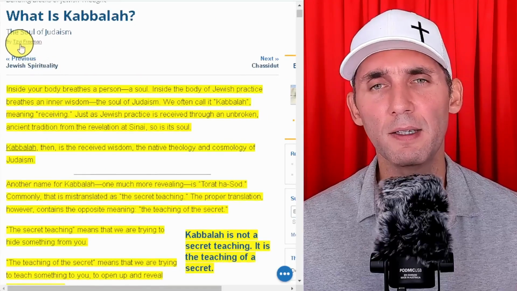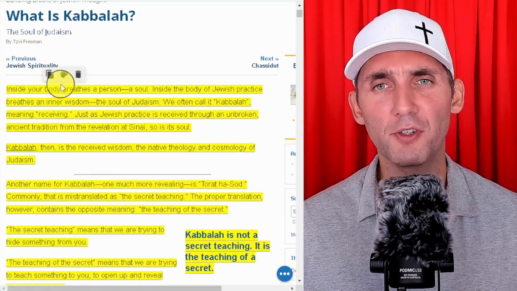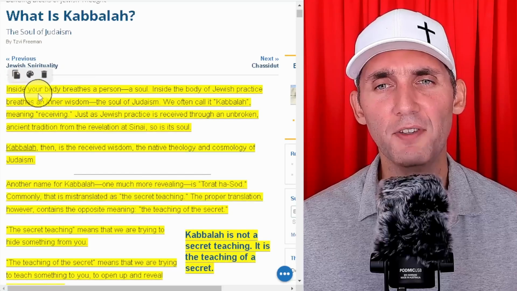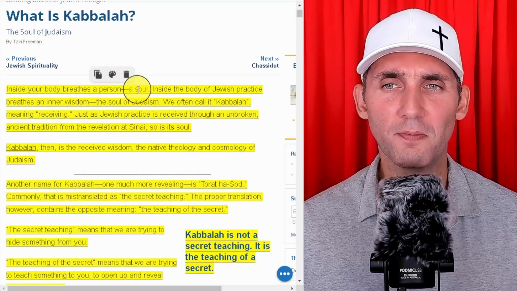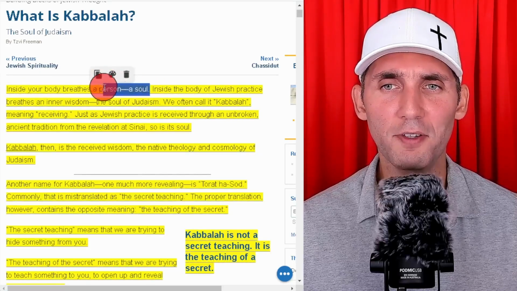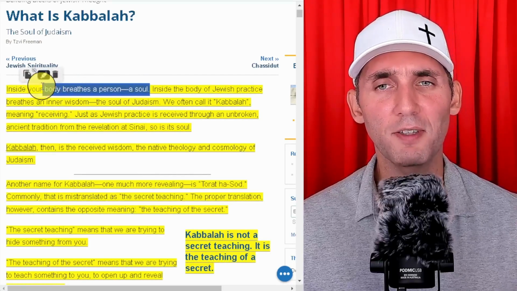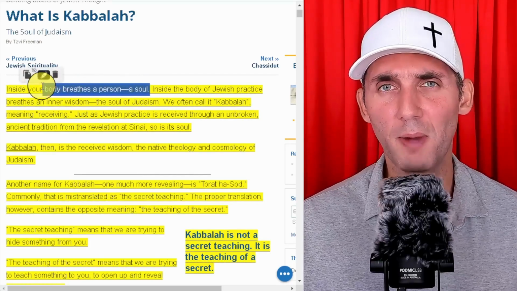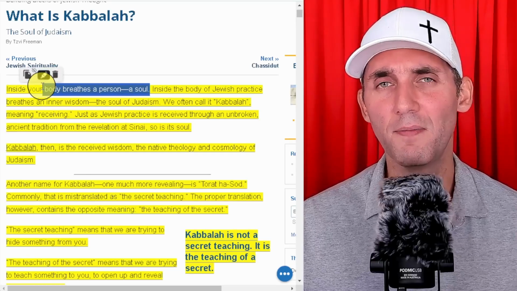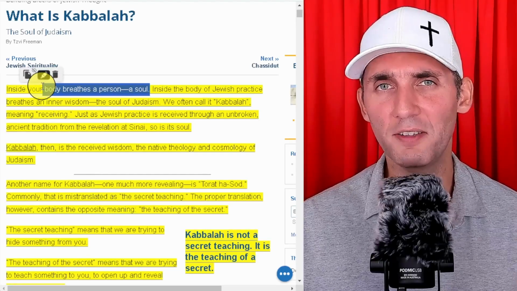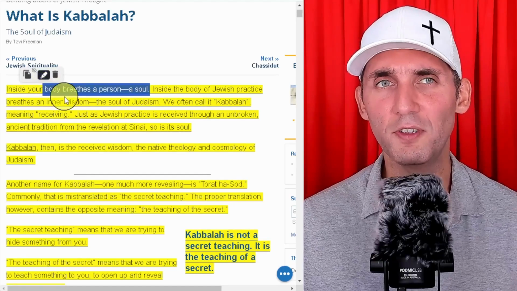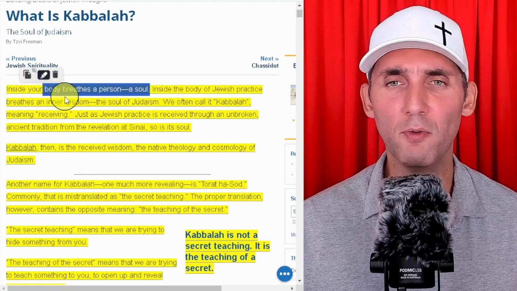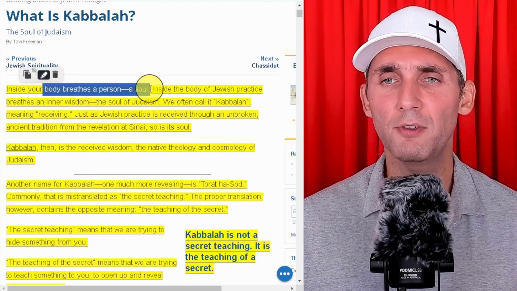This is by Tzvi Freeman, The Soul of Judaism. "Inside your body breathes a person, a soul." Of course, right off the bat, you know that this is contrary to what the Bible teaches, because even the Israelites and Hebrews of the Bible were very different than the Jews of today, which have espoused a separate immortality of the soul, which is tied to Gnosticism and everything else. So, right off the first sentence, strike one.